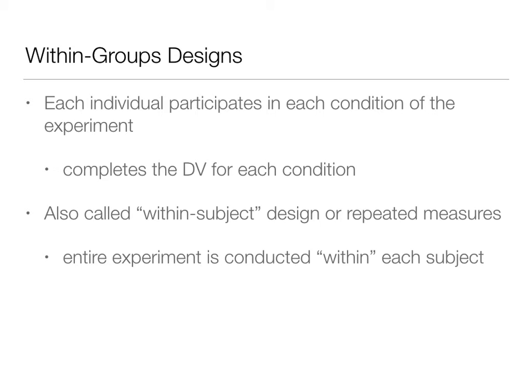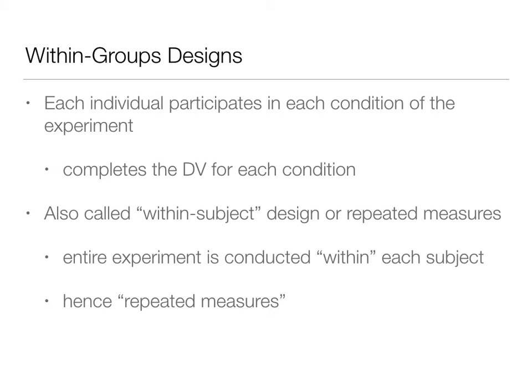So if you have 3 levels of the independent variable, all 3 of those levels will be given to one individual person. We'll get all of that. It's also called repeated measures because we're repeatedly measuring them, right? We measured them in the control condition. We measured them in the treatment condition.